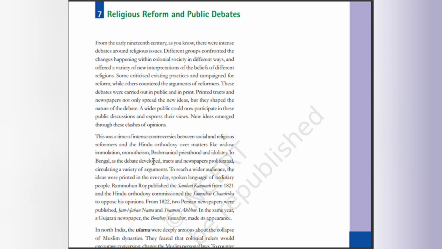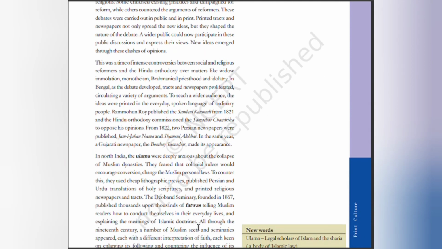In Bengal, as the debate developed, tracts and newspapers proliferated, circulating a variety of arguments. To reach a wider audience, the ideas were printed in the everyday spoken language of ordinary people. Ram Mohan Roy published the Sambad Kaumudi from 1821 and the Hindu orthodoxy commissioned the Samachar Chandrika to oppose his opinions from 1822. Two Persian newspapers were published, Jam-i-Jahan Nama and Shamsul Akhbar. In the same year, a Gujarati newspaper, the Bombay Samachar, made its appearance.